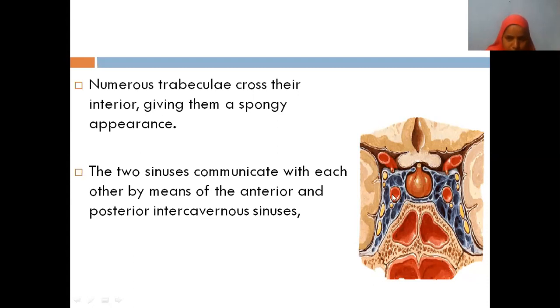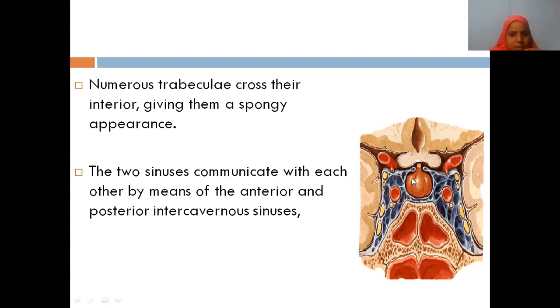So in the middle, what do we have? Internal carotid artery, isn't it? And if you observe this cavernous sinus, it shows many partitions, no? These partitions are called caverns, as though many rooms are there. These caverns are better appreciated in cadavers than in a live body. These numerous partitions are nothing but trabeculae across their interior, giving them a spongy appearance.